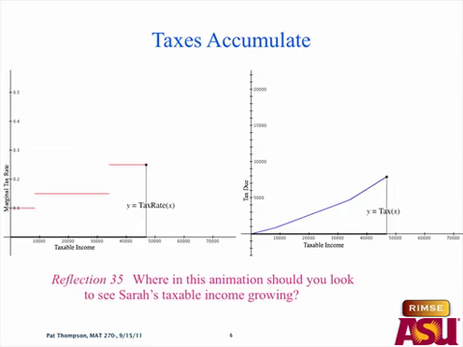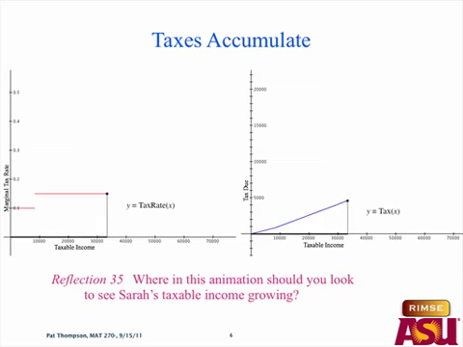Jason? It's right there. Where in this animation should you look to see Sarah's taxable income growing? Okay, make sure you're tracking with us. Eric? On the right. On what? Be more specific. Where on the right? There's lots going on the right.